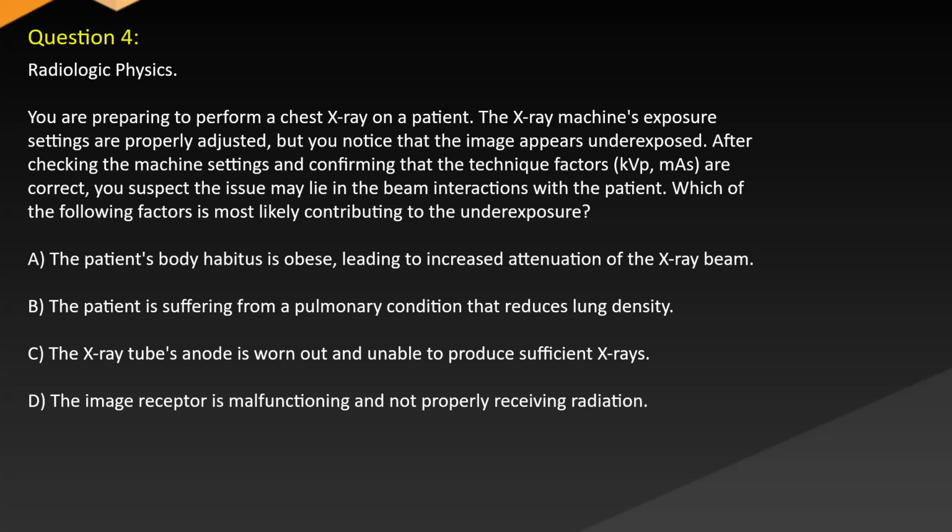A. The patient's body habitus is obese, leading to increased attenuation of the X-ray beam. B. The patient is suffering from a pulmonary condition that reduces lung density. C. The X-ray tube's anode is worn out and unable to produce sufficient X-rays. D. The image receptor is malfunctioning and not properly receiving radiation.